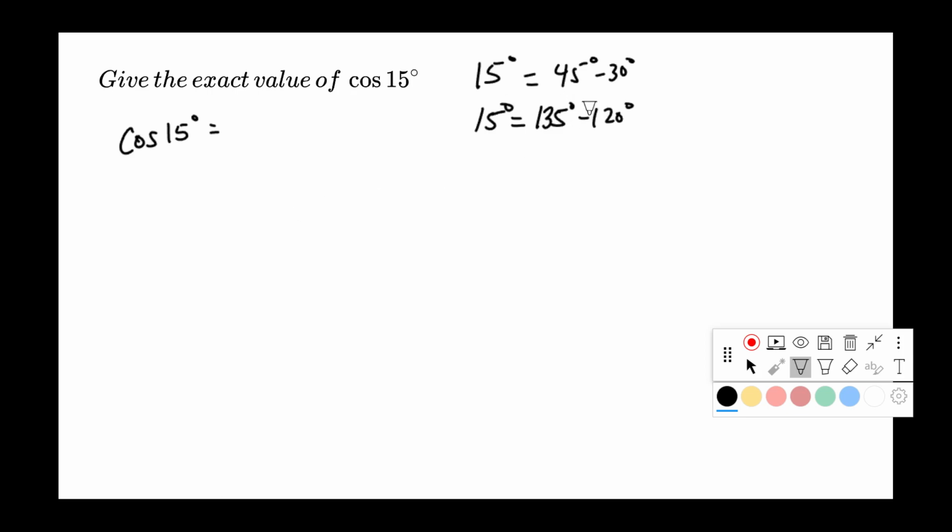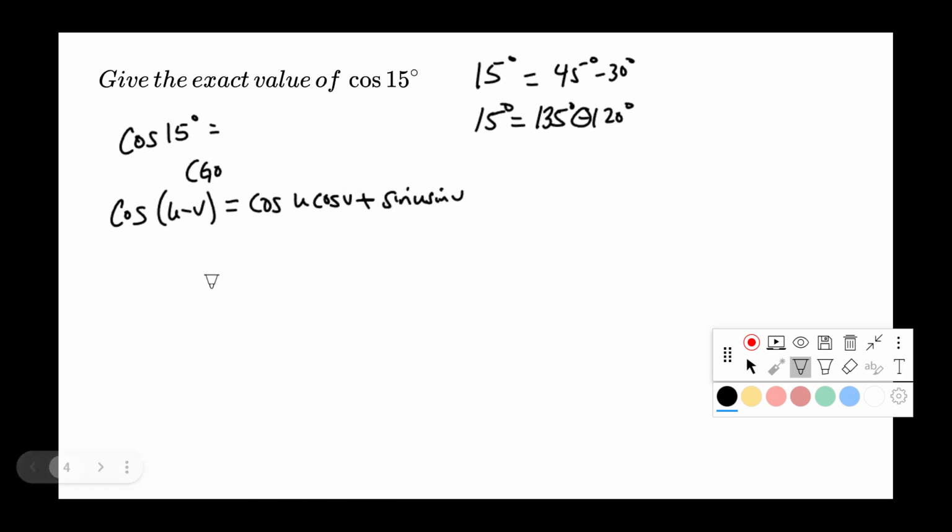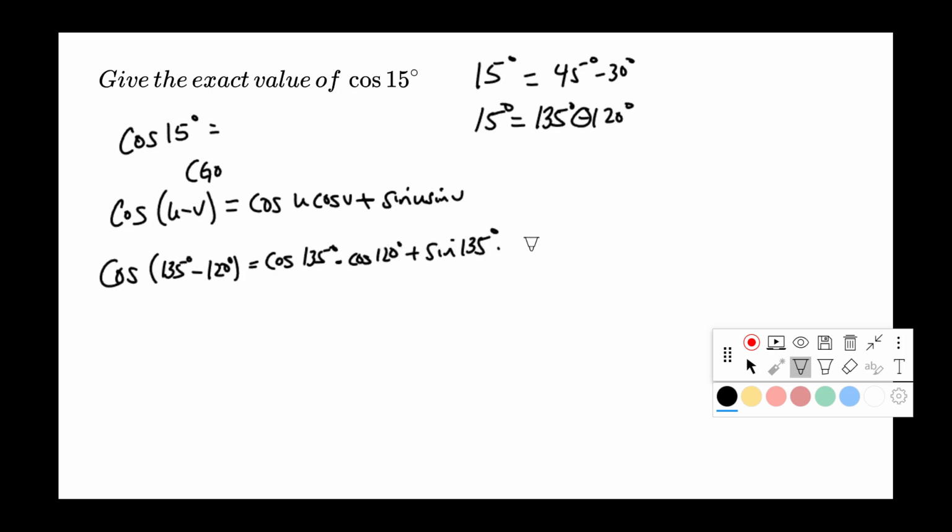To find the 15 degrees, I am subtracting, so I want to use the formula for cosine of u minus v. So I'm going to do CGO. I'm going to group them. Cosine u, cosine v. Use the opposite sign. It's minus there, so I'm going to use plus. Sine u, sine v. Okay, so I'm going to find the cosine of 135 minus 120. So that's cosine 135 times cosine 120 plus sine 135 times sine 120. All right, and that's going to be cosine 15.